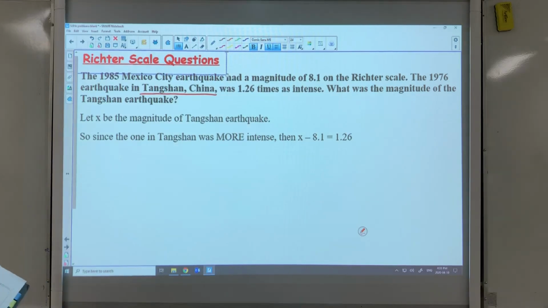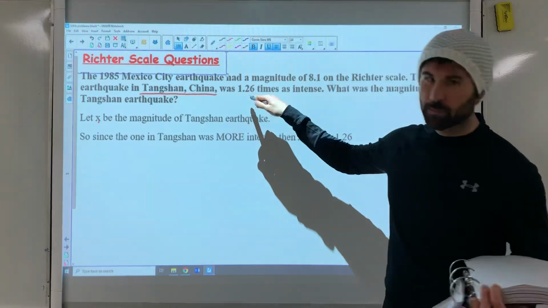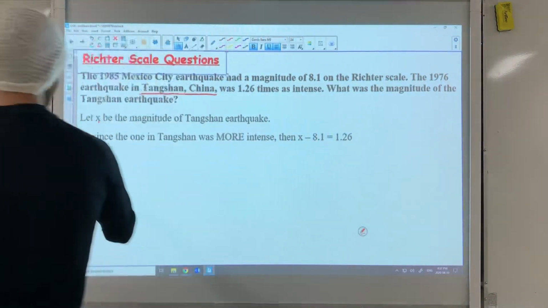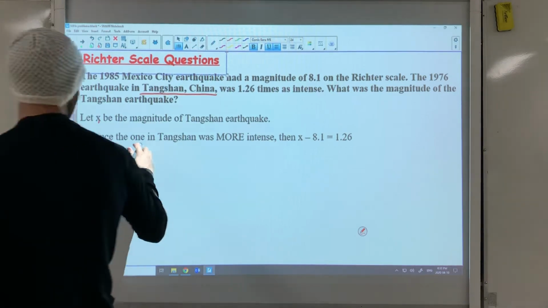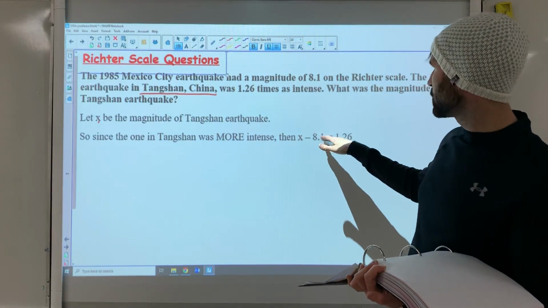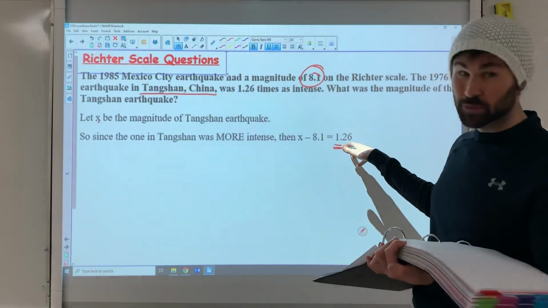Wow. Okay. Well, you're going to need to define a variable for this one. So you're going to say let x be the magnitude of the Tangshan earthquake. We have the Richter scale value for this one, but we have how many times more intense the one in China was. So we have to set up our equation like this. The one in Tangshan was more intense. We're going to say x minus 8.1, which is the magnitude. We know that the difference was 1.26, okay?